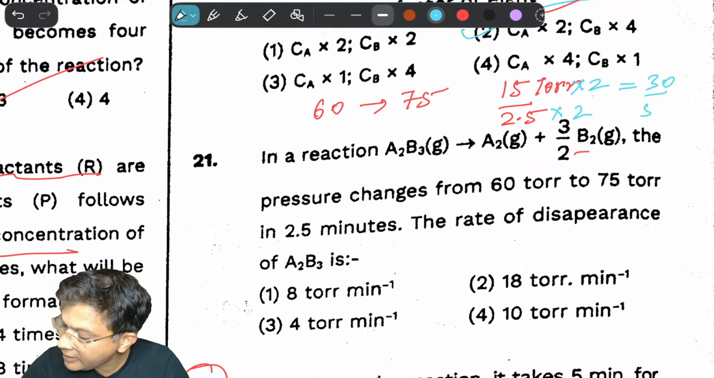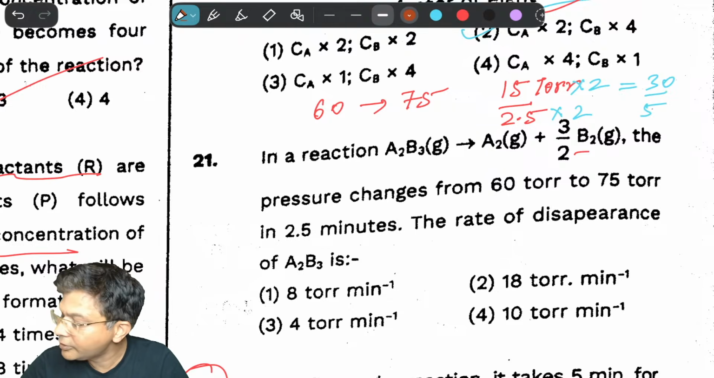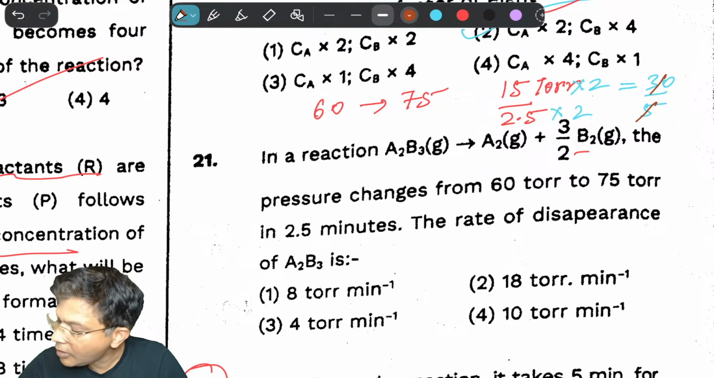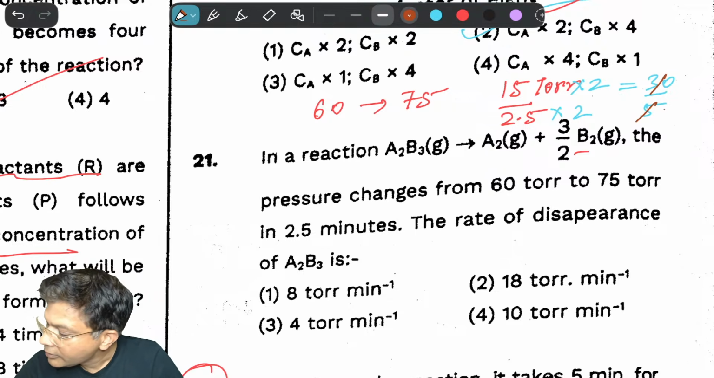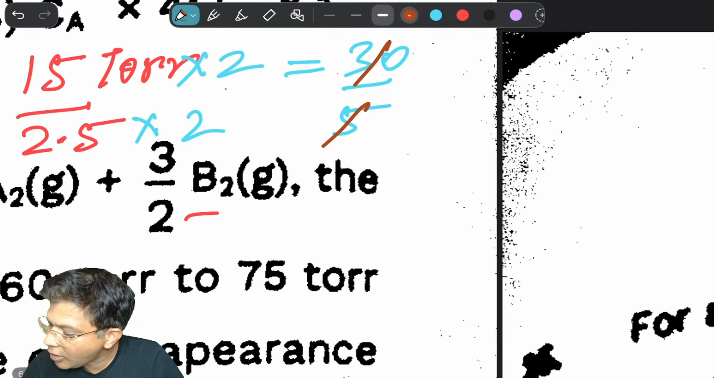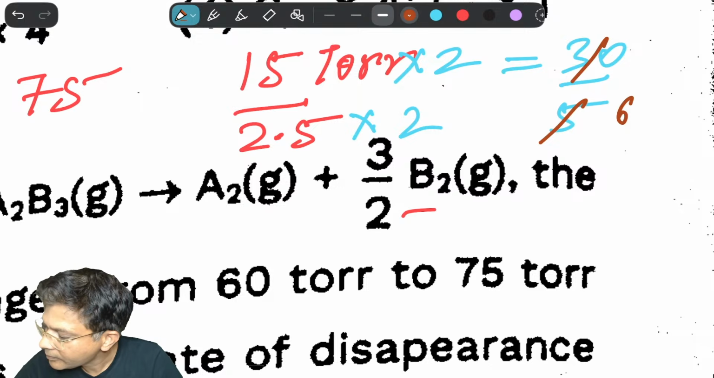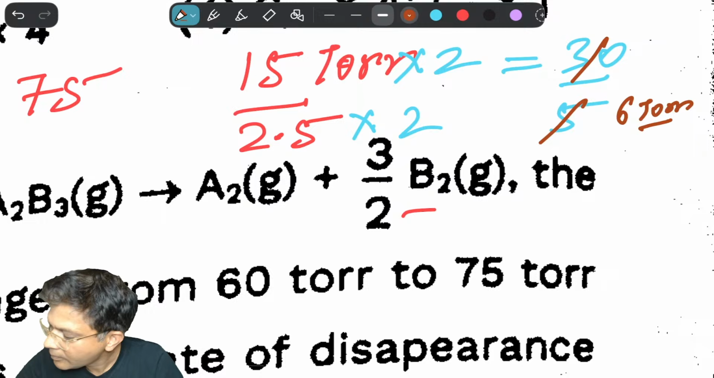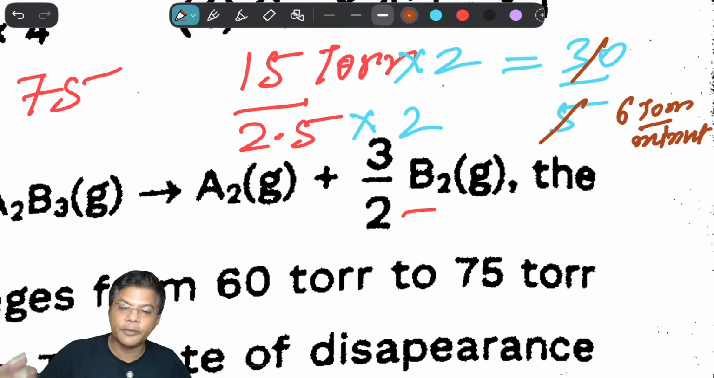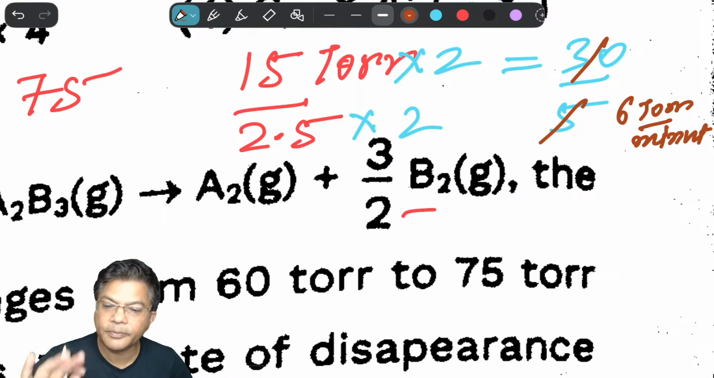Now it's easy. 5 sixes are 30. Now 6 torr, it has become 6 torr per minute. This much increase, you are getting 6 torr per minute. Are you getting my point? 6 torr per minute.